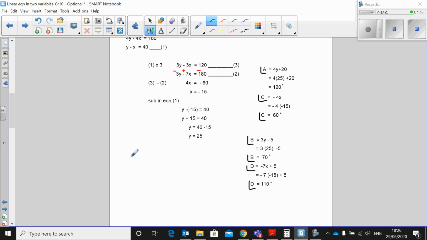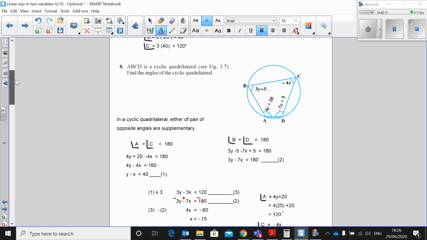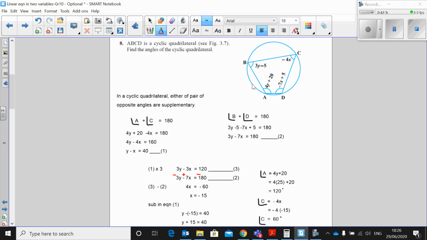Therefore, the angles are 120, 70, 60 and 110 degrees. Is it clear? These are very simple sums. Actually, we have to remember the concept, that in a cyclic quadrilateral, each pair of opposite angles is supplementary.